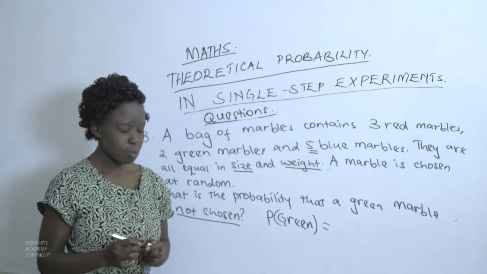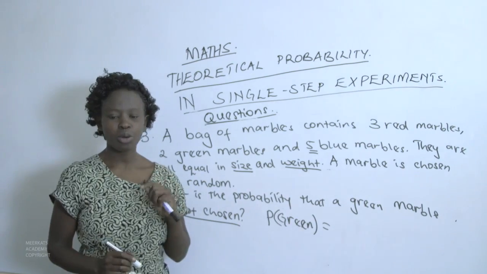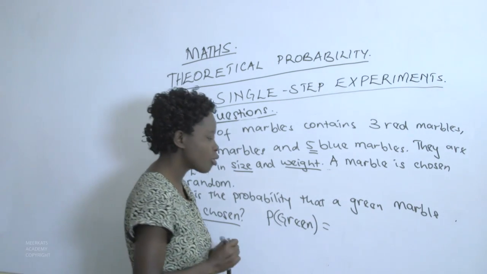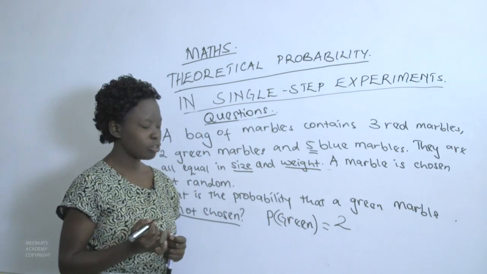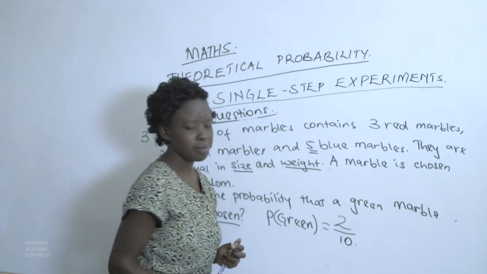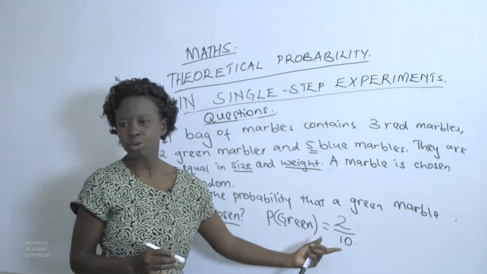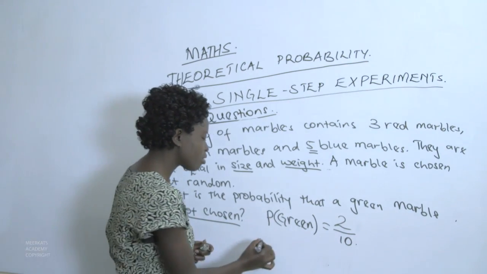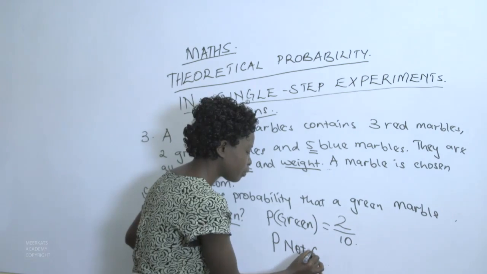So from the question, the probability of choosing green: green has 2 favorable outcomes. So the number of favorable outcomes is 2 over the total number of outcomes, which is 10. So the probability of choosing green will be 2 over 10. Then it means the probability of not choosing green.